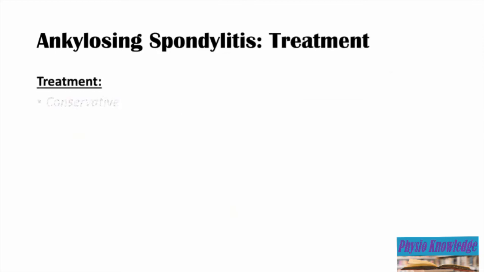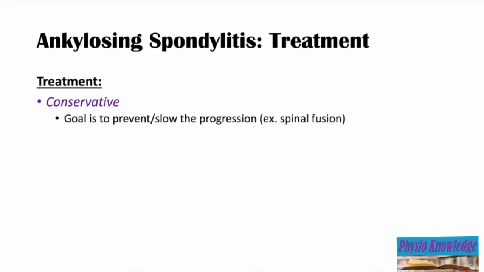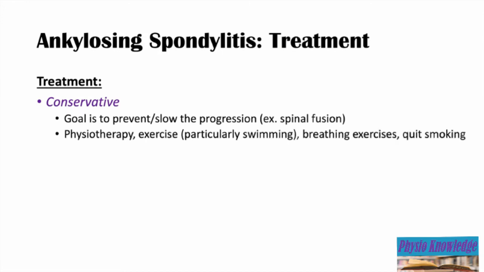How do we treat it? So treatment of ankylosing spondylitis is started off with conservative measures. So the goal is to prevent or slow the progression of the spinal fusion. So one of those ways is through physiotherapy. So physiotherapy can help reduce some of that mechanical stress. It sounds counterintuitive, but physiotherapy can help build some of those paraspinal muscles and other muscles to help support the spine. Exercise, particularly swimming, can also help with this as well. Breathing exercises can also help, and quitting smoking can also help reduce some of the inflammatory process of this condition as well.